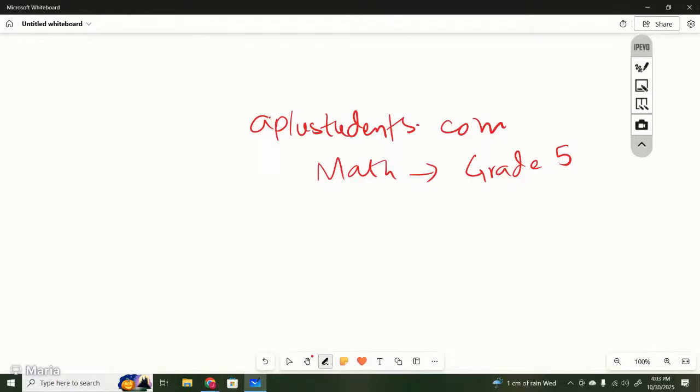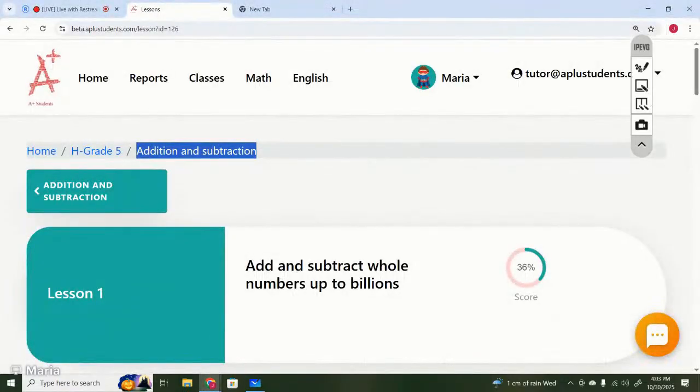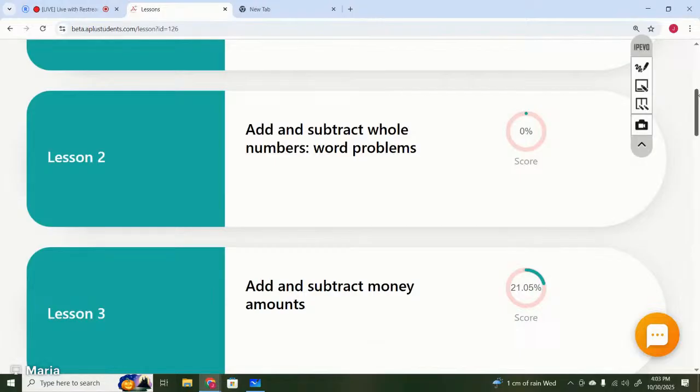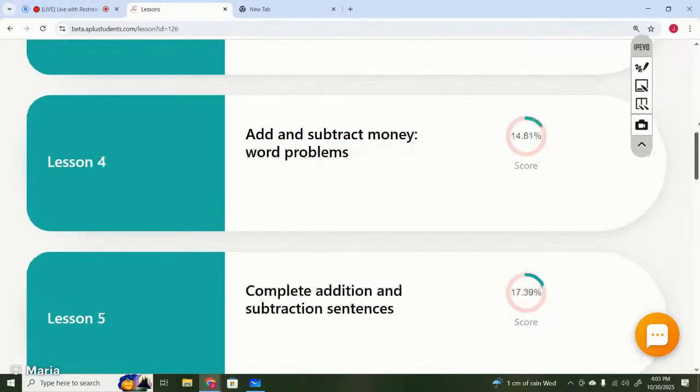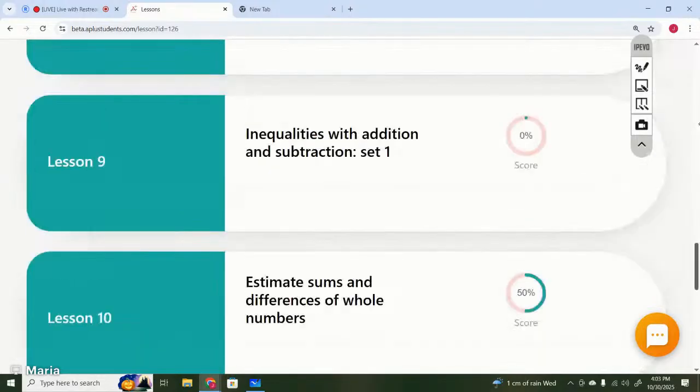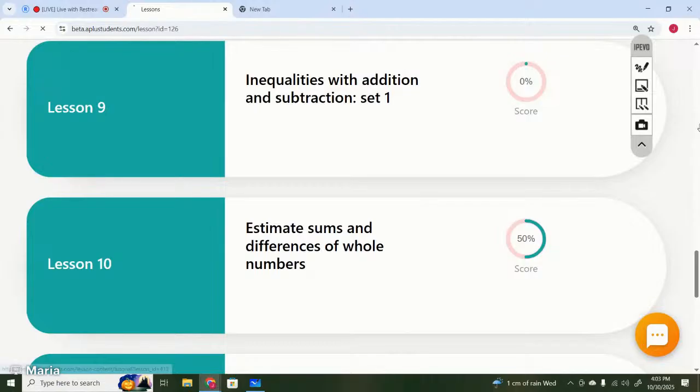We're going to start with the chapter addition and subtraction. The lessons we're going to cover today are difficulties with addition and subtraction 1.